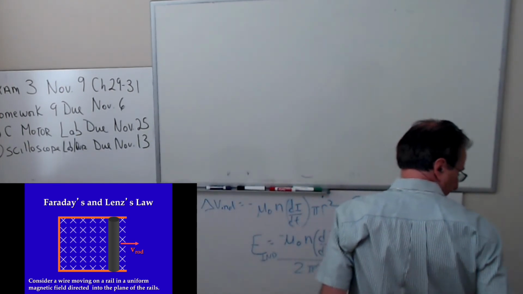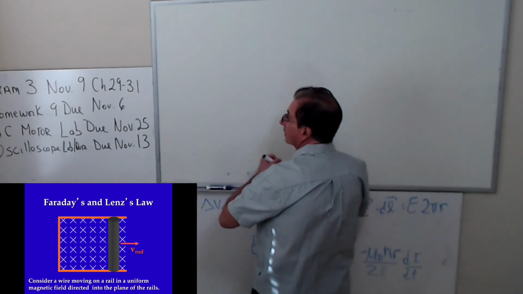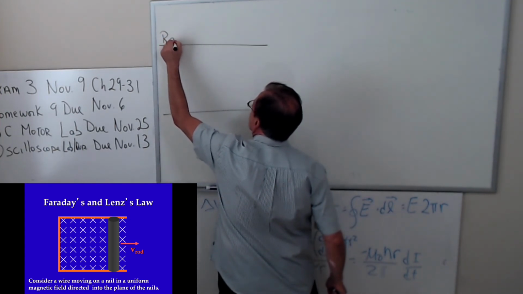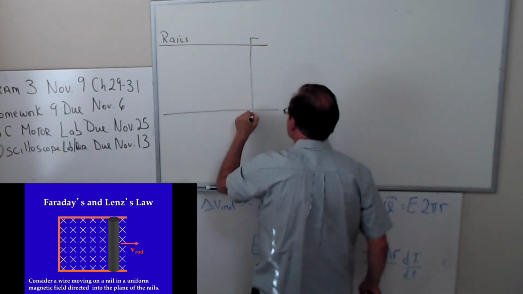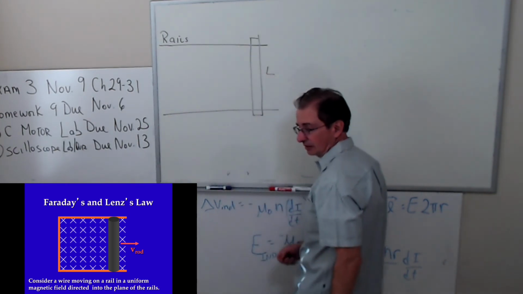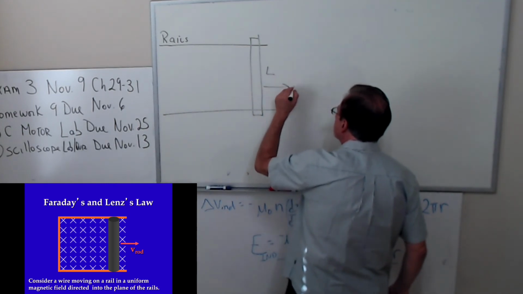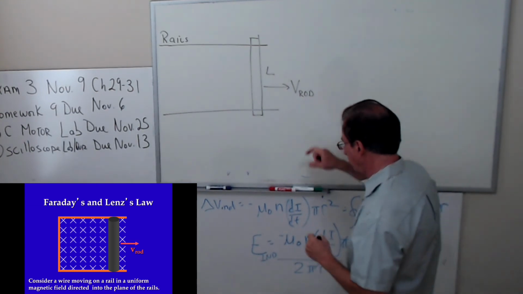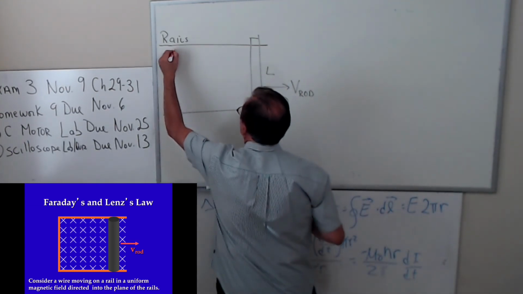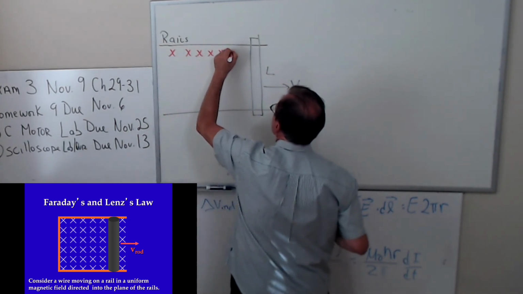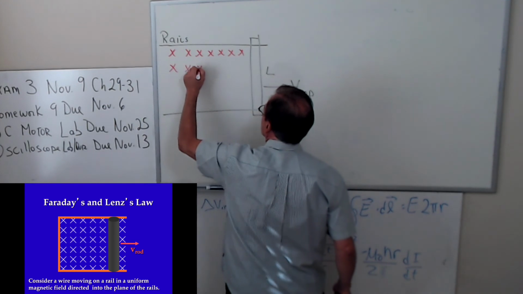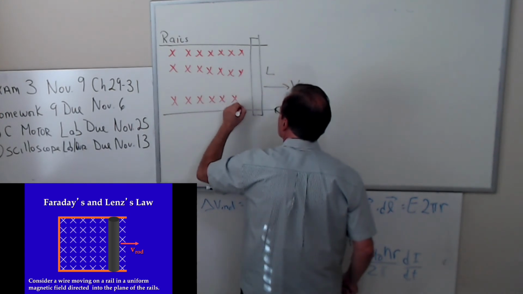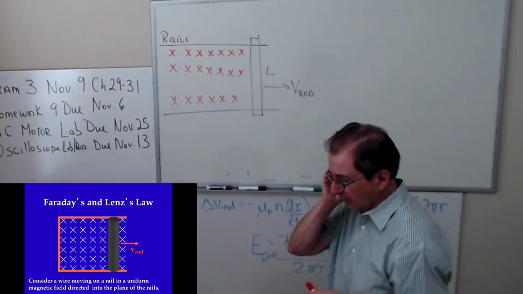So let me draw my rails. So here's some rails. Here's a rod of length L, and let's say we gave it some initial velocity V rod. Okay, this is the initial velocity of the rod, V rod. We have a magnetic field that points into the board. What happens?